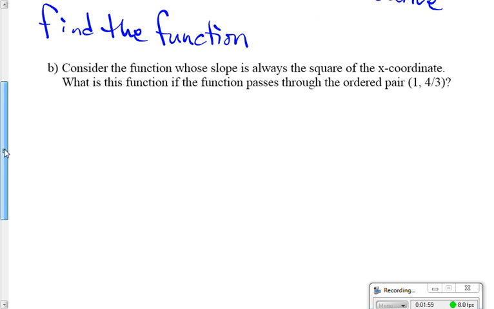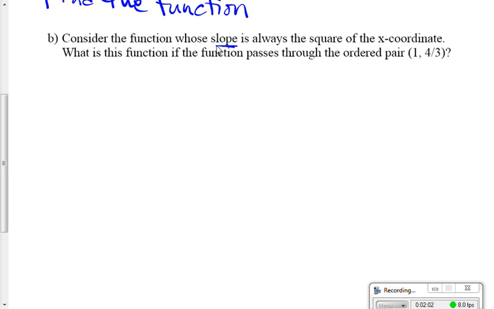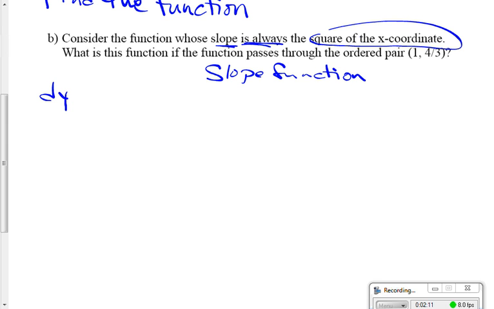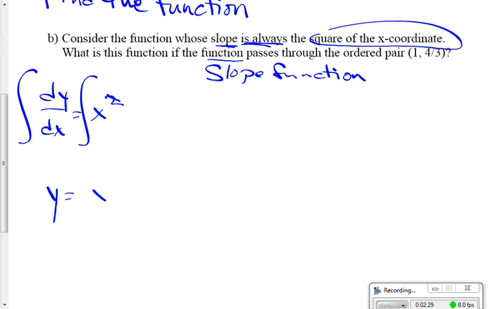All right, so at this point, slope is always, we're looking for a slope function here. The slope function is the square of the x-coordinate. So dy dx, or y prime, whatever you want to use here, dy dx is x squared. Okay? I want the function. If I have its derivative, how do I get the function? Integrate, or anti-differentiate, however you want to do it. This ends up being y equals x cubed over 3 plus the constant of integration.